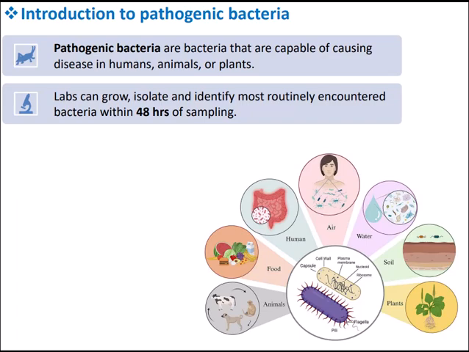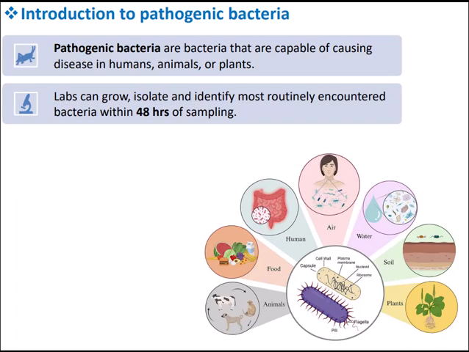Now let's see, where do they come from? Pathogenic bacteria can be found in many places, such as air, when we breathe, cough, or sneeze. In water, the water we drink could be contaminated. The food we eat, uncooked or contaminated food. They exist in soil, animals, humans. This is why hygiene and sanitation are very important.